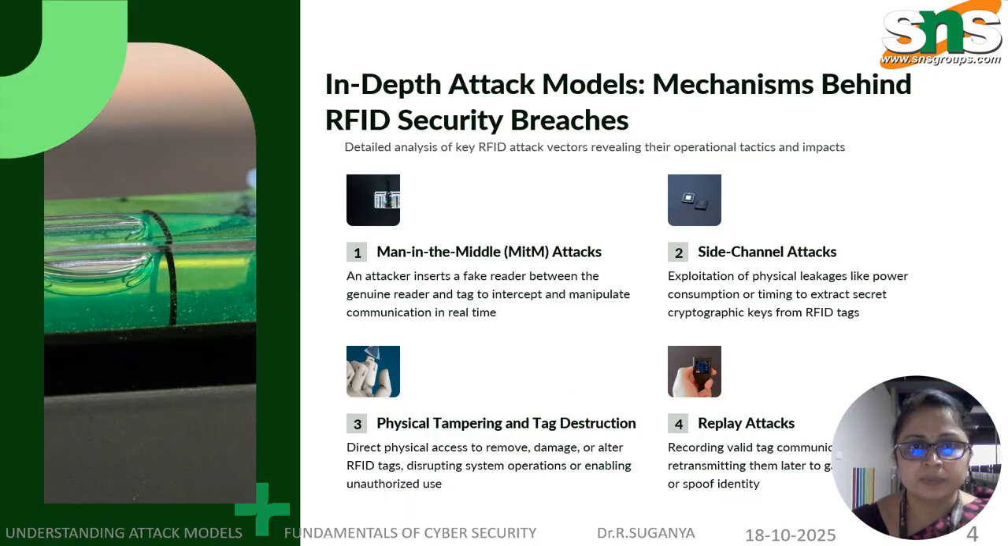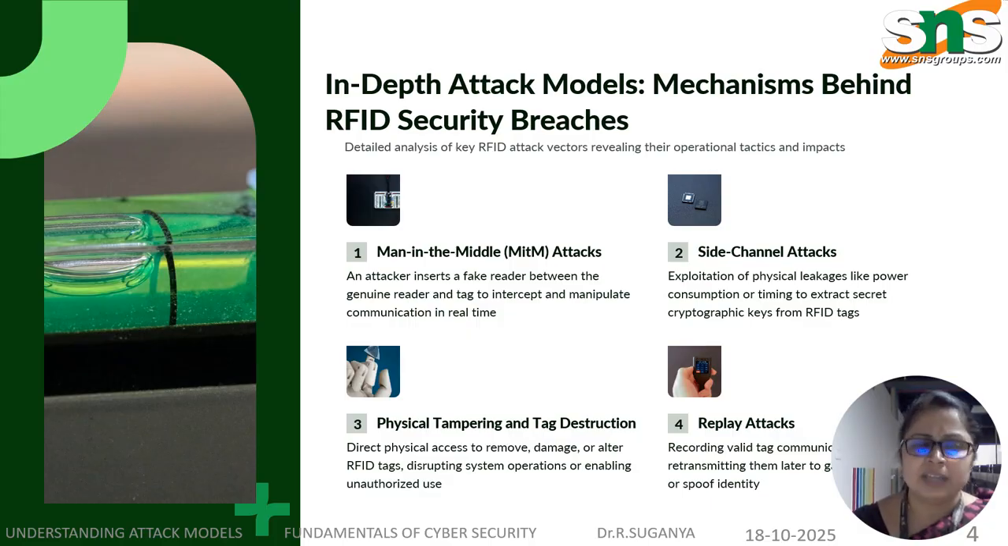Next is about in-depth attack models, that is the mechanism behind RFID security breaches. So how do the breaches happen in RFID? Like man in the middle attacks, side channel attacks, physical tampering and tag destruction, replay attacks. Man in the middle attack: an attacker inserts a fake reader between the genuine reader and tag to intercept and manipulate the communication in real time. And side channel attacks mean exploitation of physical leakages like power consumption or timing, to extract the cryptographic keys from RFID tags.